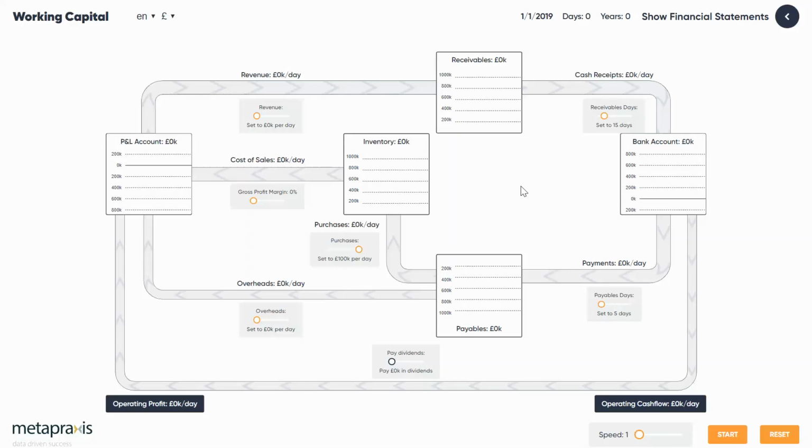So here we've set receivables days to 15 days, payables days to 5 days. We're going to buy some inventory, sell it a while later, and work out how to calculate the total length of time. For the purposes of the example, we're just going to keep the gross profit margin at 0%. So on day one, we're going to buy £100,000 worth of inventory.